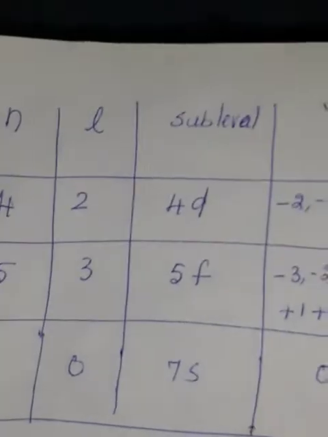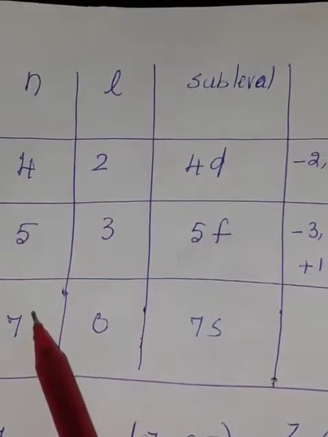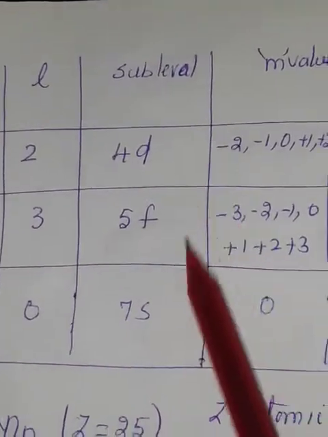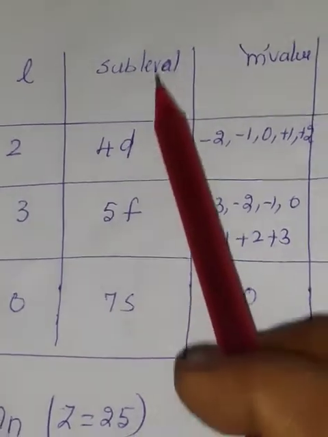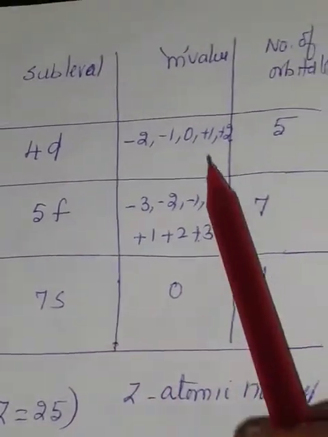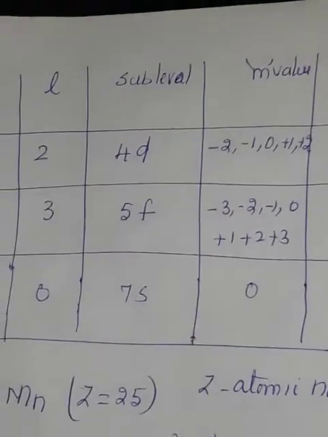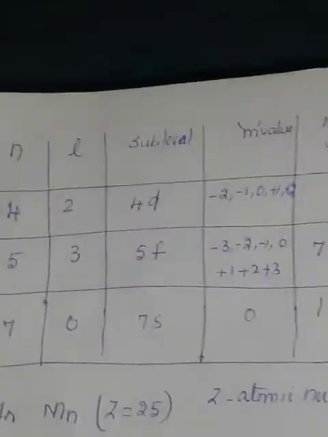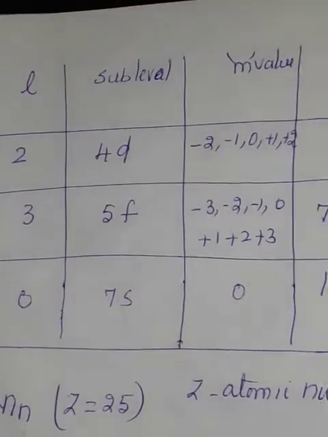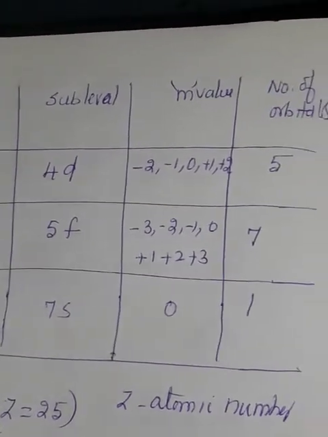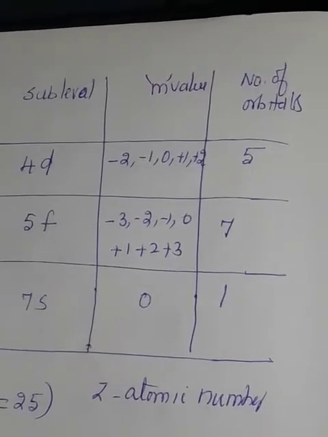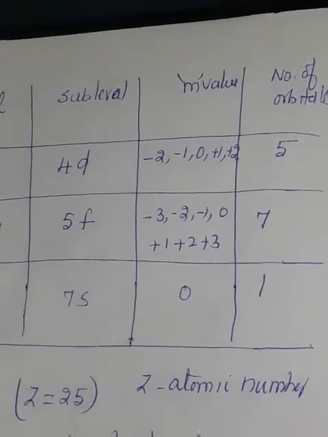This is the answer. N value, L value, sublevel designation, M values, and number of orbitals. In such a way you should write.